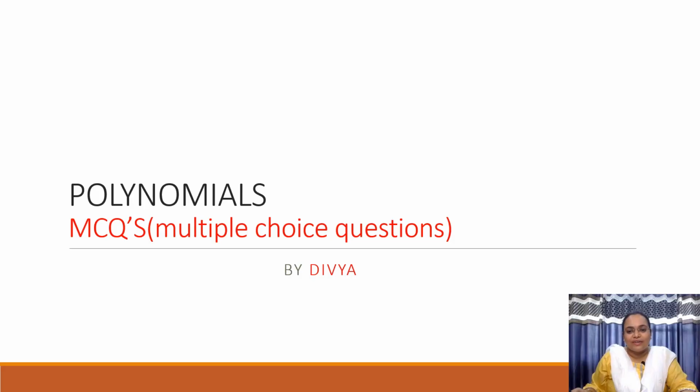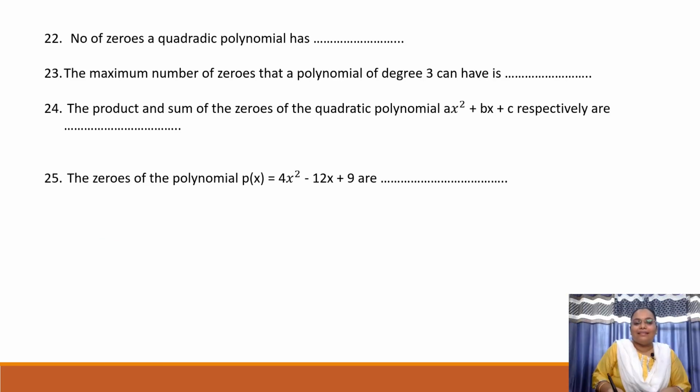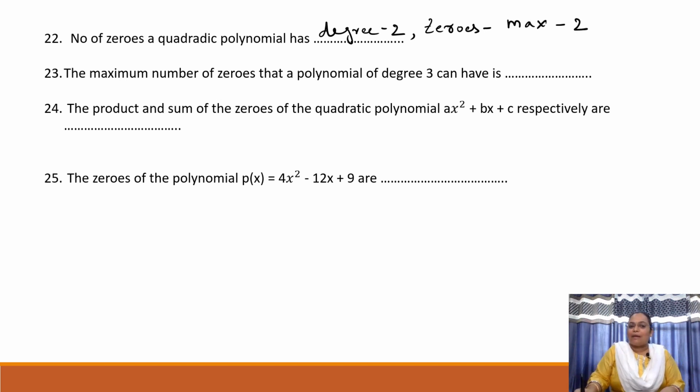In today's video, we will be covering multiple choice questions from the chapter Polynomials. The next one is the number of zeros a quadratic polynomial has. A quadratic polynomial has degree 2, and it has a maximum of 2 zeros, right? It has a maximum of 2 zeros.